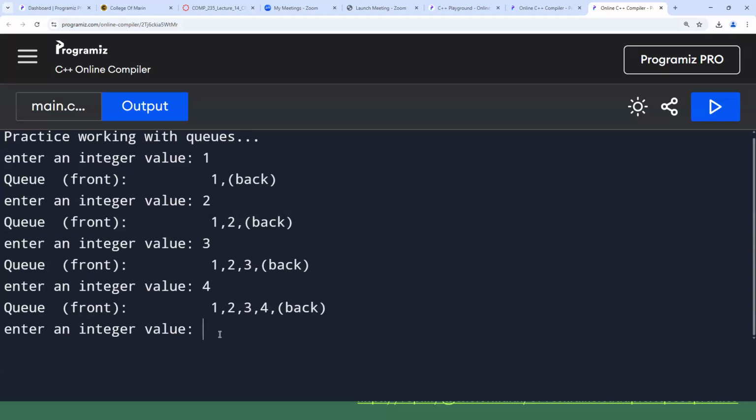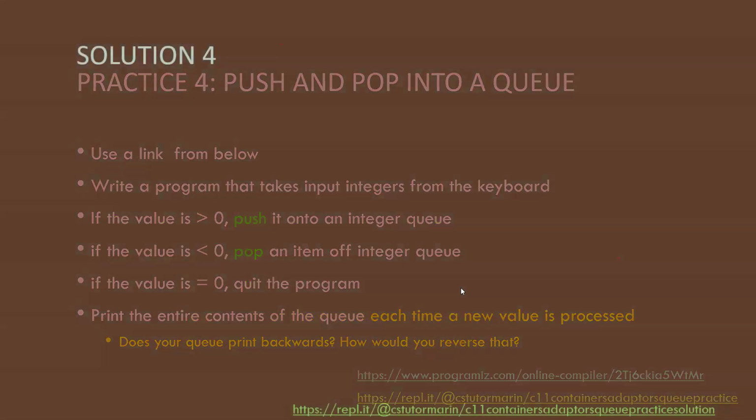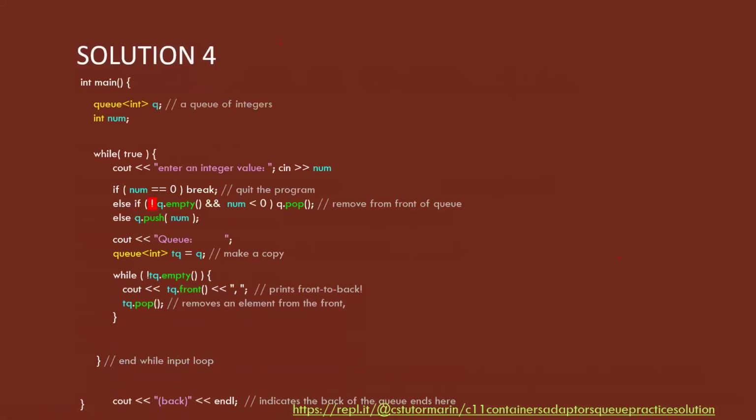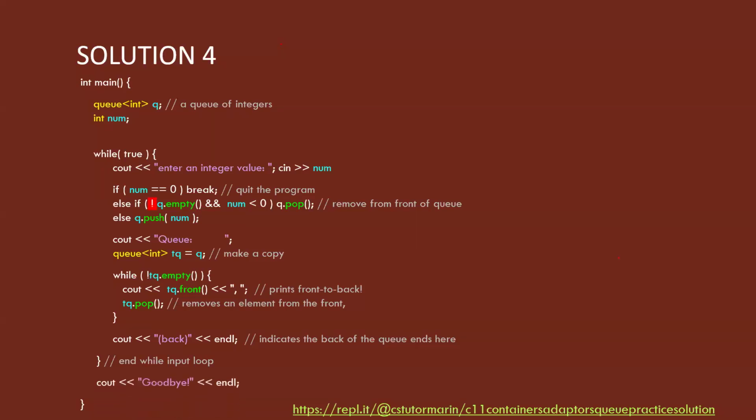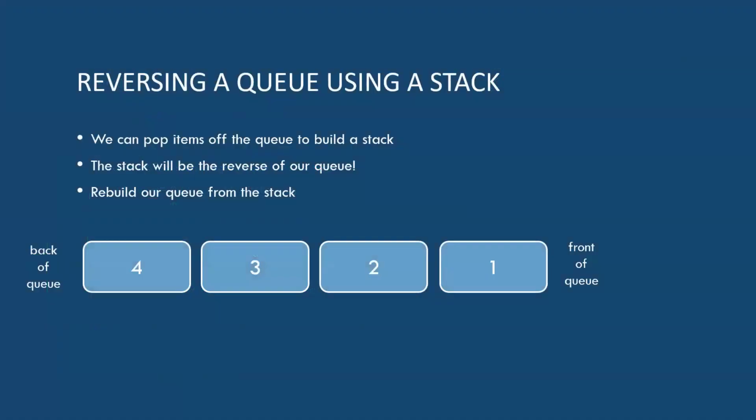Okay, and then we can start removing stuff, okay? Oops. Right, -1, -1, etc. Okay, pretty straightforward, right? Pushing stuff in, popping stuff out. Again, we're not really usually going to print that queue out like that all the time. That's just kind of what we're doing as a way to visualize things.